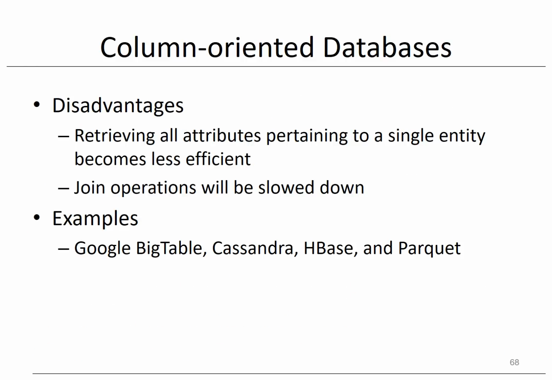There are also disadvantages to this approach. To begin with, retrieving all attributes pertaining to a single entity becomes less efficient. It is also clear that joining operations will be slowed down considerably, because every column must now be scanned to find values belonging to a certain foreign record identifier, rather than being able to immediately retrieve a particular record by its identifier directly. Examples of column-oriented databases are Google Bigtable, Cassandra, HBase, and Parquet.